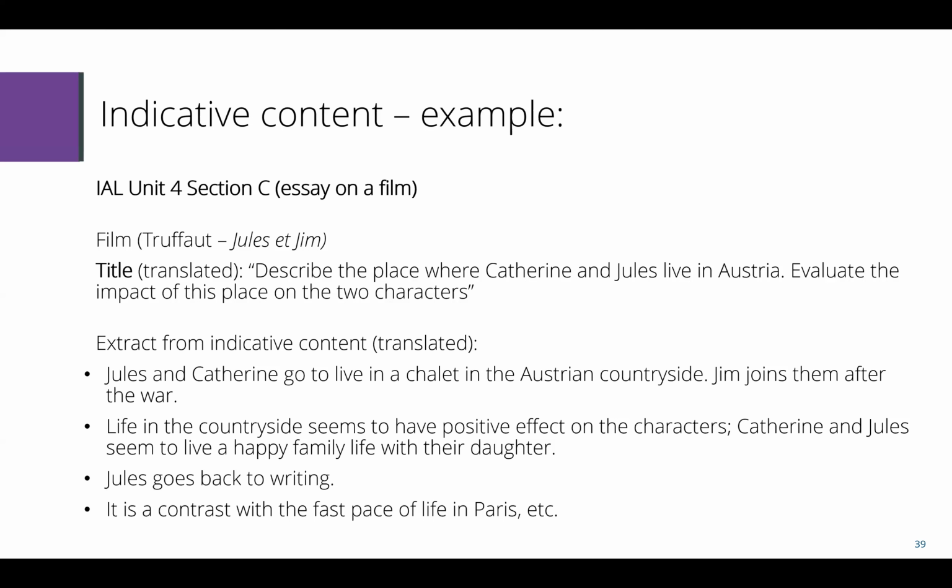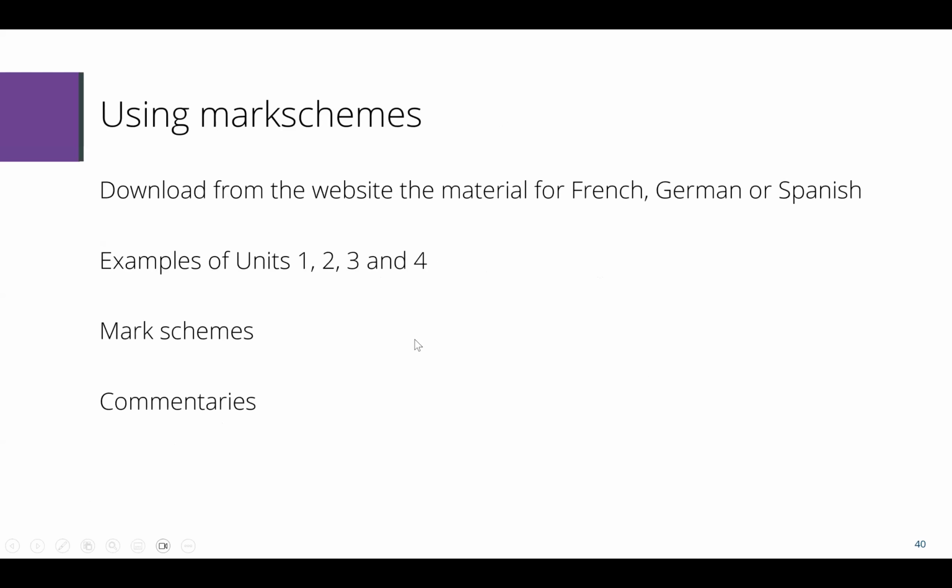And it is a very tricky one, this, but there's lots of material there to give them some clues. And it is indicative. That means they don't have to say that. Anything that answers the question is valid. So those are things to bear in mind. So there's plenty of stuff on the website for you to have a look at in terms of marked work. The commentaries and stuff are all there.